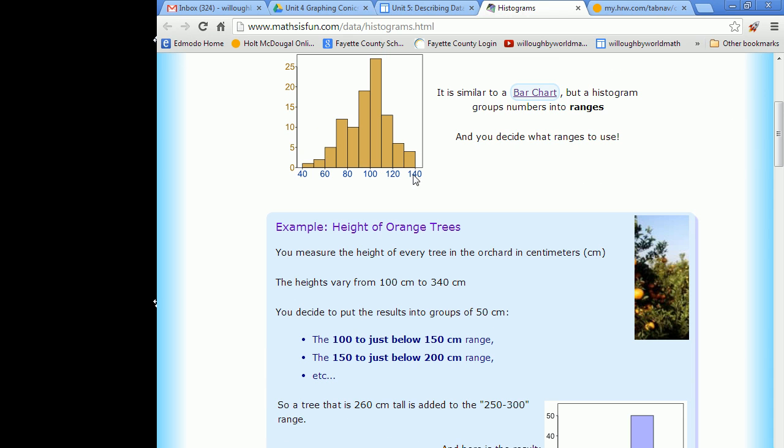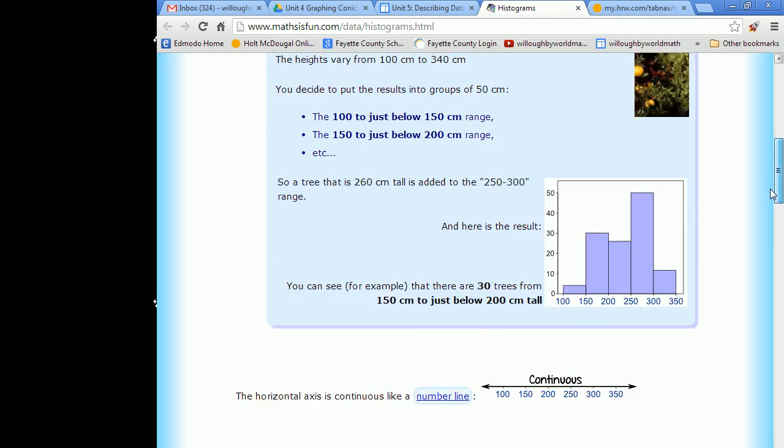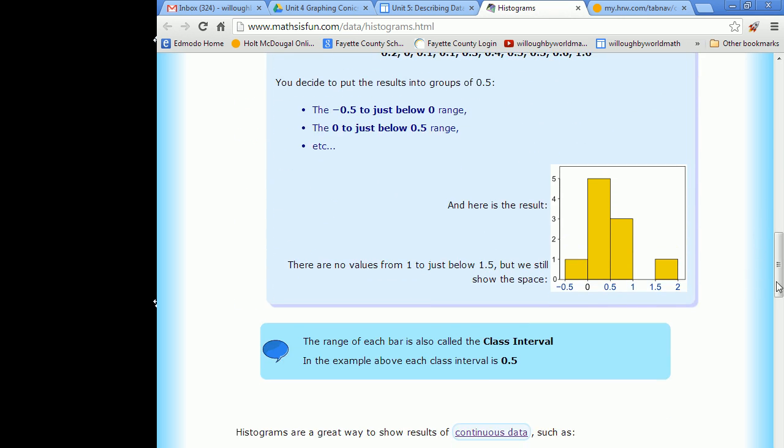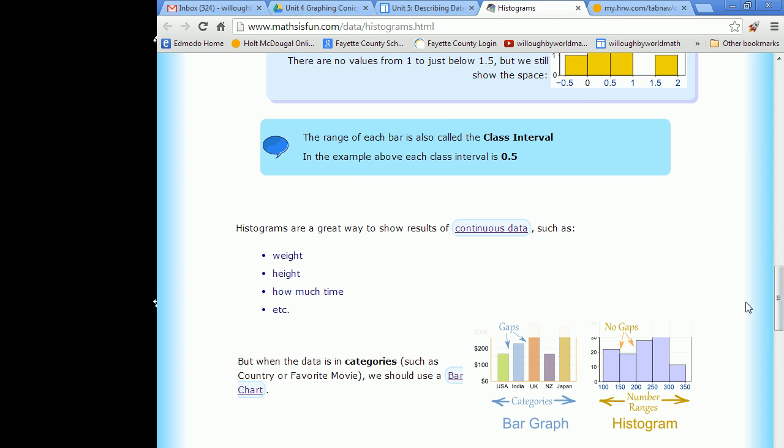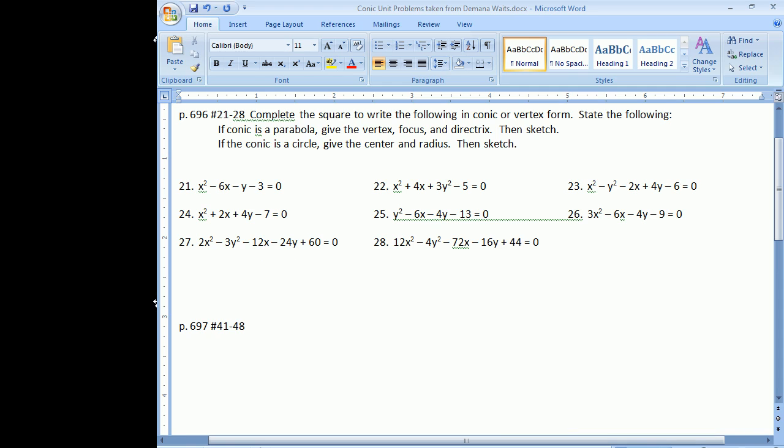Because along the bottom, we don't have our categories. We have number ranges, and it's continuous. So do you see how this goes from 40 to 50, 50 to 60, 60 to 70, 70 to 80? And it continues. There are no gaps because it's not categories like blue eyes, green eyes, brown eyes. It's continuous. And so we have a couple different histograms, and I will teach you about histograms also and how to create a histogram properly.